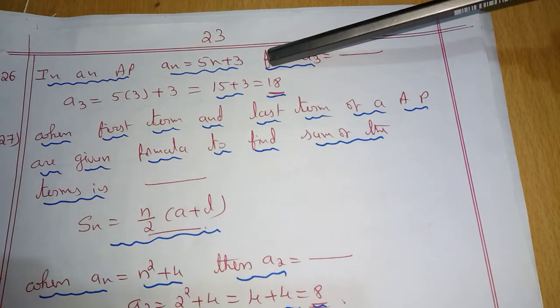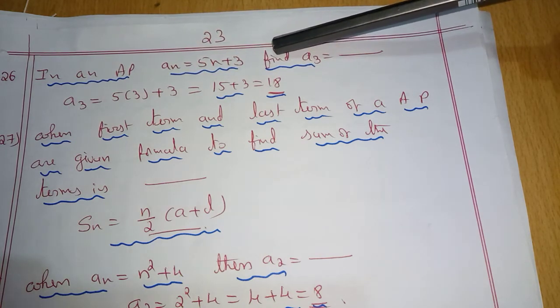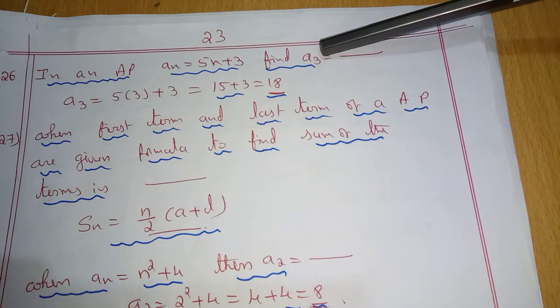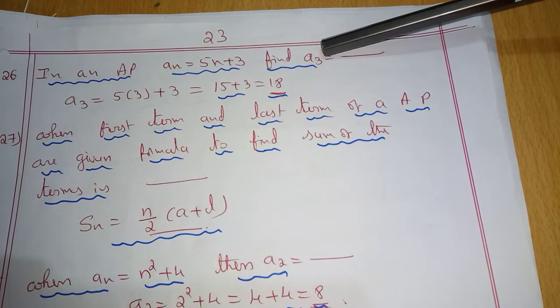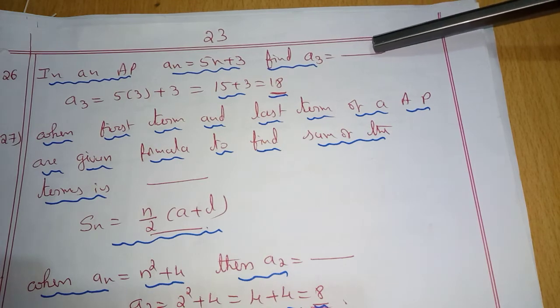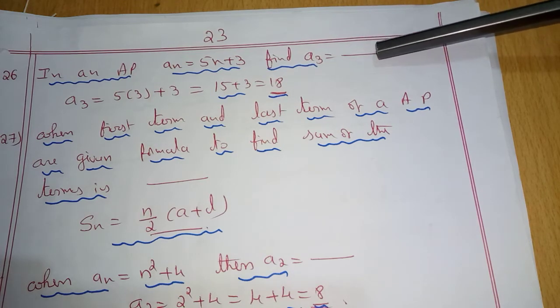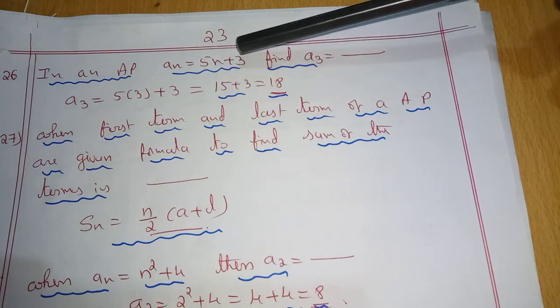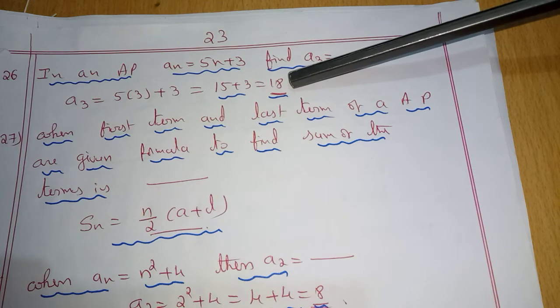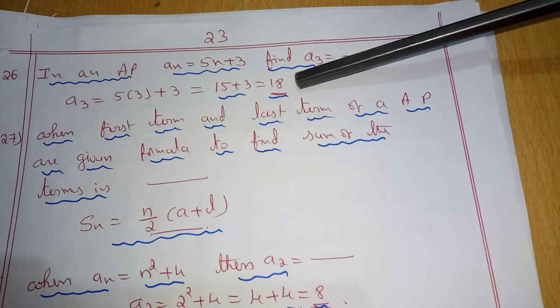In an AP, an is equal to 5n plus 3. Find a3. Easy substitution, no? 5 3s are 15. 15 plus 3, 18. What is the answer for third term? 18.